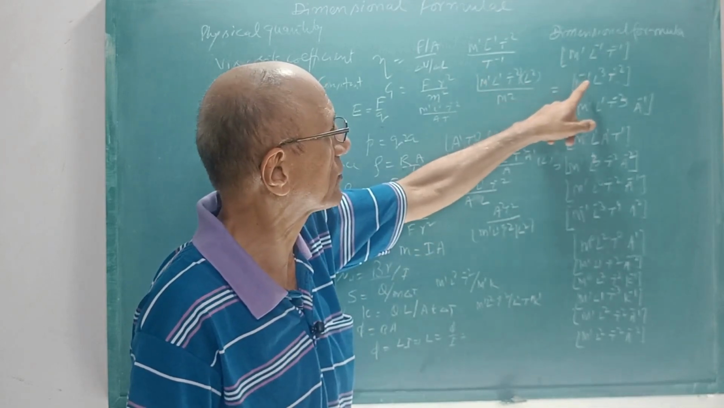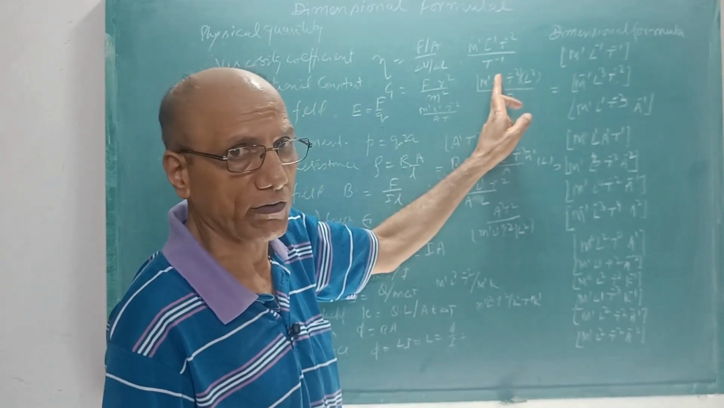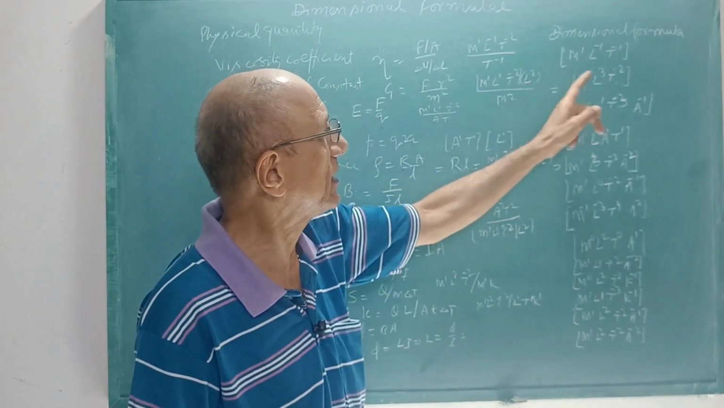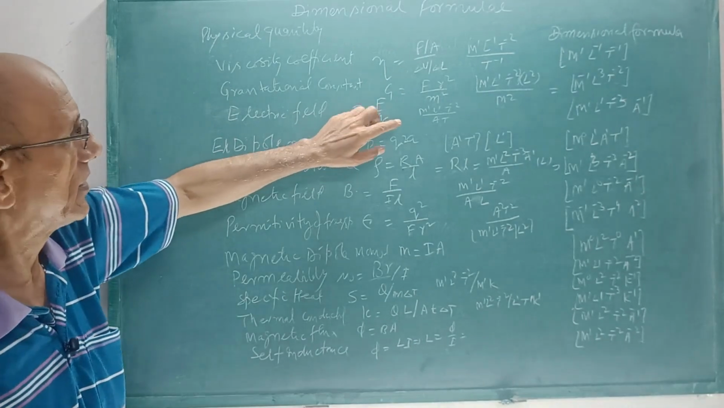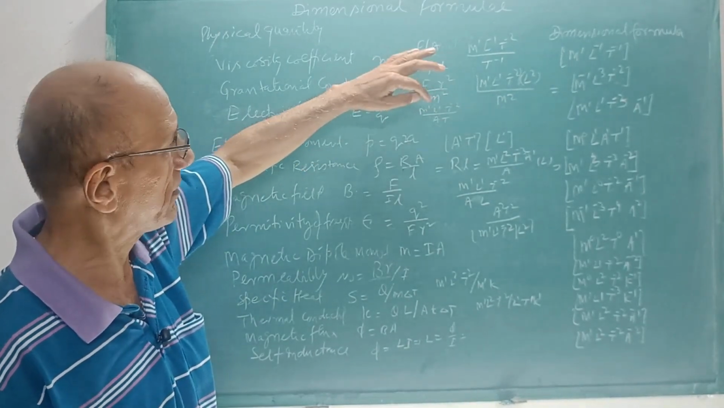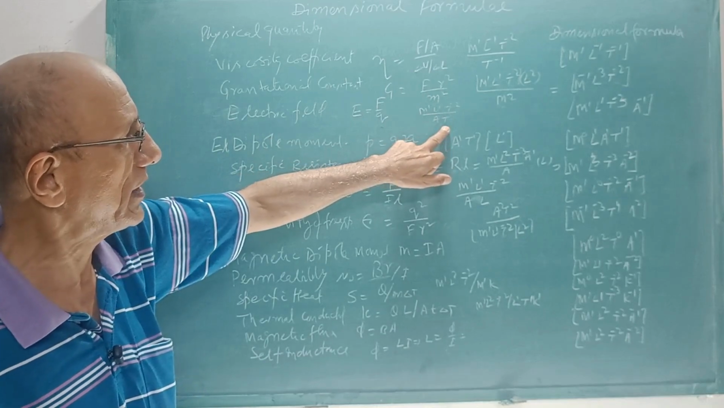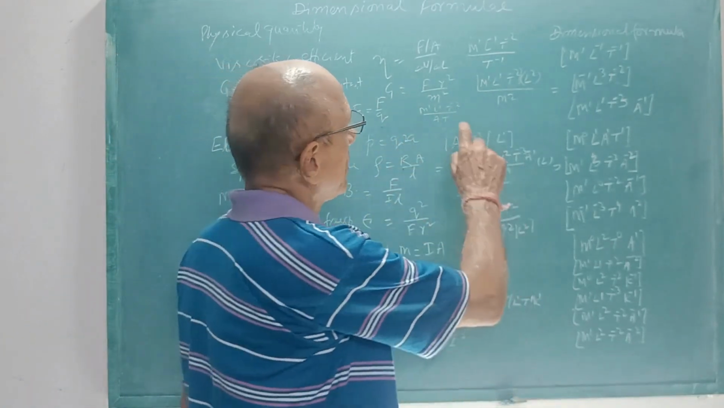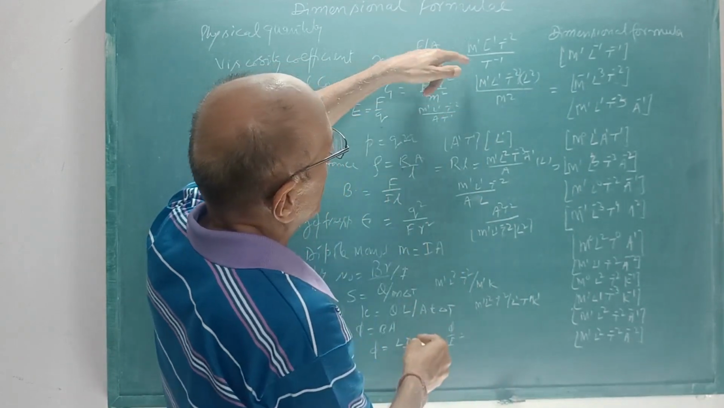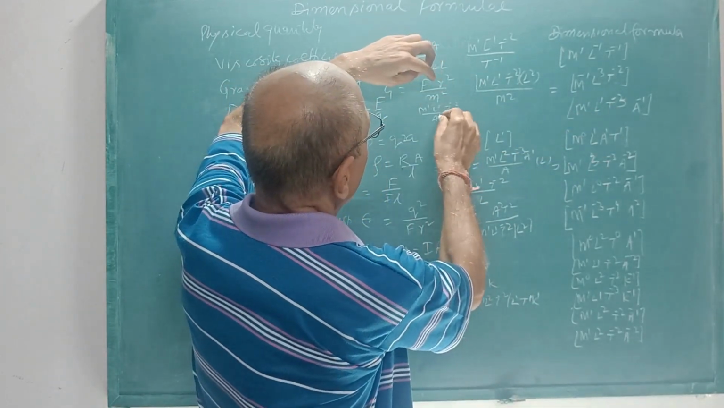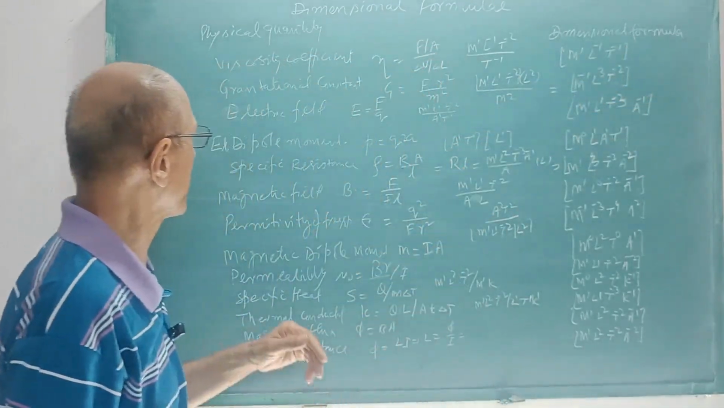1 minus 2 is minus 1. L square and L power 1 is L cube and T minus 2. Electric field is force upon charge. So force is M1 L1 T minus 2 divided by charge, which is A into T. Then you will get M1 L1 T minus 2, and 1 minus 4 becomes minus 3, and A is minus 1.